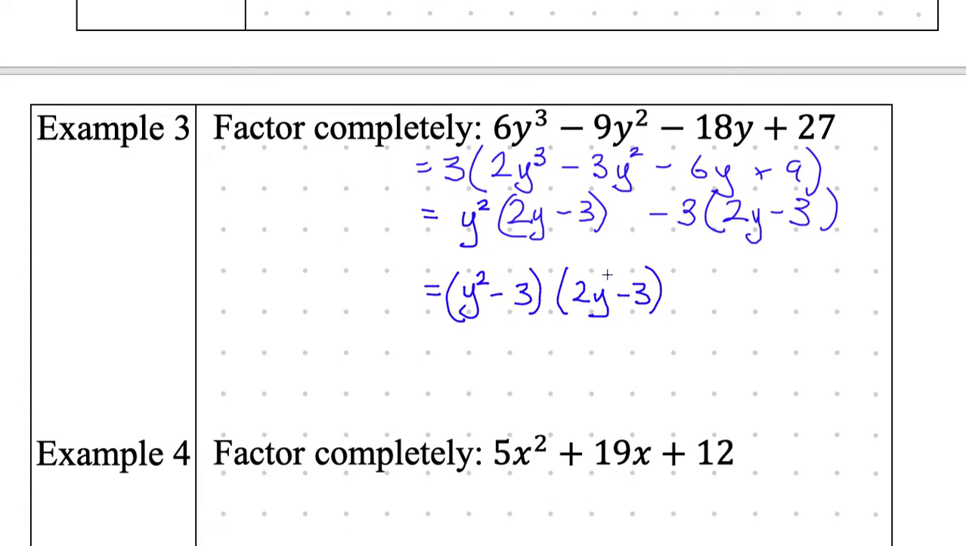Can't factor this one any further because that's to the power of 1. This one has a square, so if this was a 4, then I could do this further. It would be a difference of squares, but 3 is not a square, so that's as far as I can go. And there is my final answer.